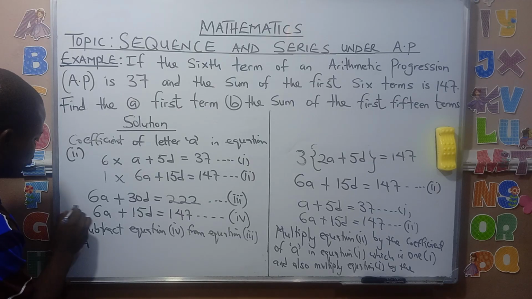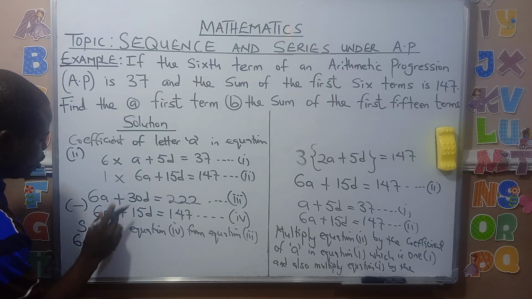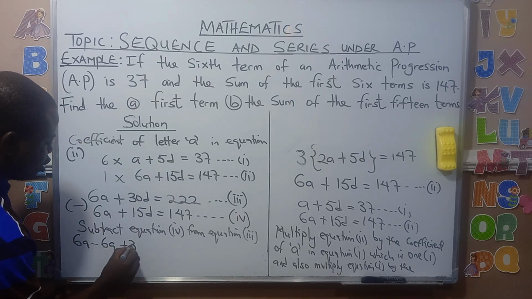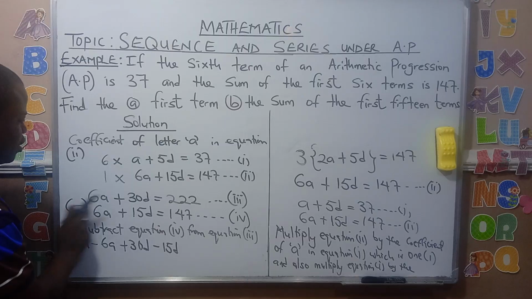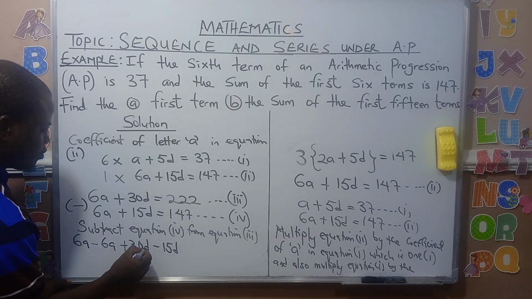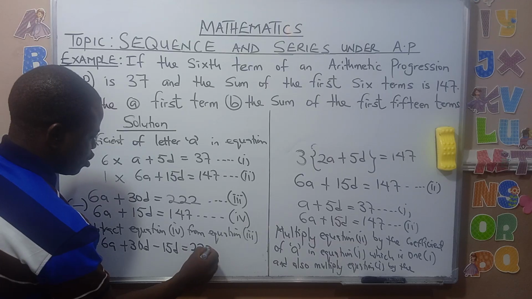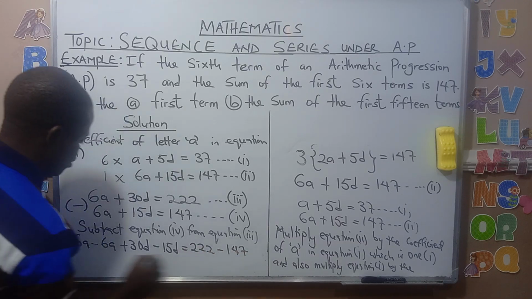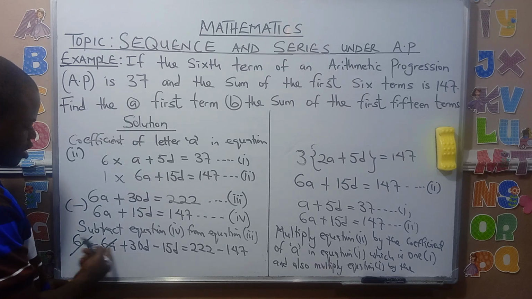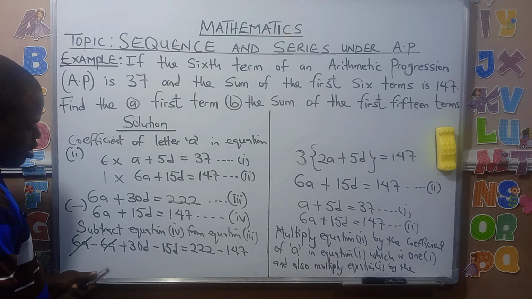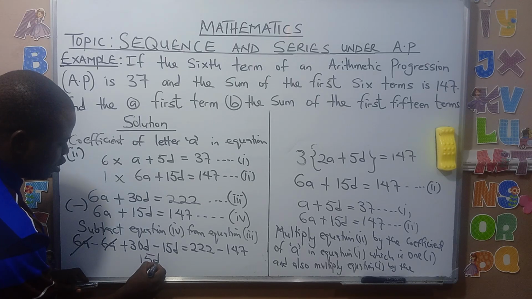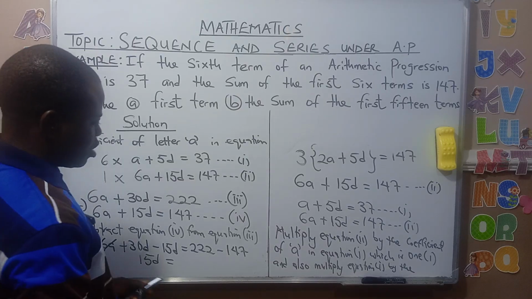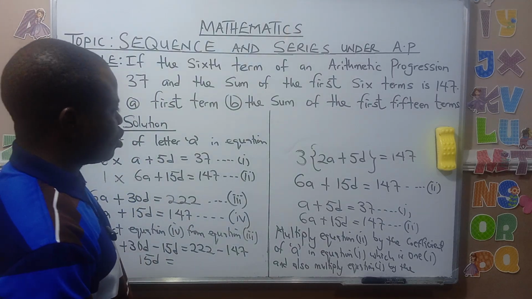When you do that, you now have the following: 6a, there's subtraction in between, 6a minus 6a, plus 30d minus 15d, equals 222 minus 147. 6a cancels 6a. Consider you have eliminated a. We are now concentrating on d. 30d minus 15d, that's 15d. Now let's subtract 147 from 222.